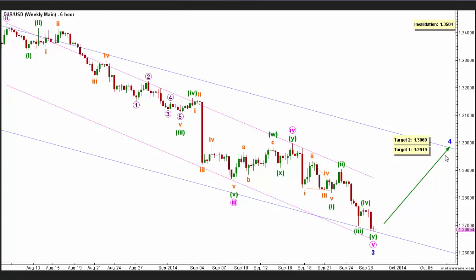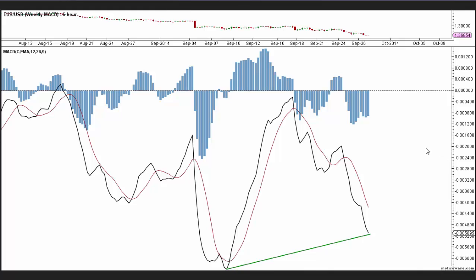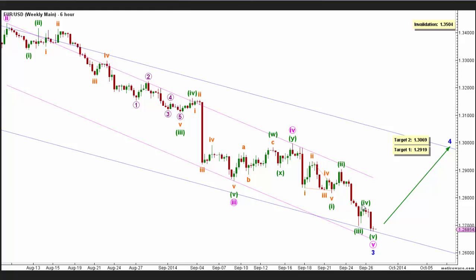The MACD indicator supports this count by showing a clear bullish divergence between the ends of minute waves 3 and 5, which is the typical momentum signature at the end of 5-wave impulses. And in terms of candlestick analysis, no clear pattern appears at this point, although a doji is forming at the end of minor wave 3, which is typically a sign of indecision and possible reversal.